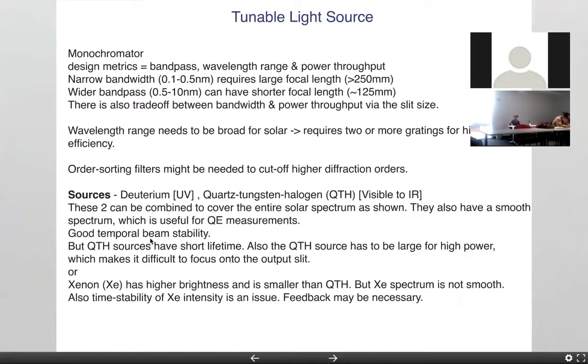You also want the beam to be very, very stable over time, so good temporal beam stability. But QTH lamps have short lifetimes, so they're expensive. You need to replace them, especially for high power. On the other hand, xenon lamp has higher brightness and is smaller than QTH, but the xenon spectrum is not smooth, so you have these big variations as you change in spectrum.